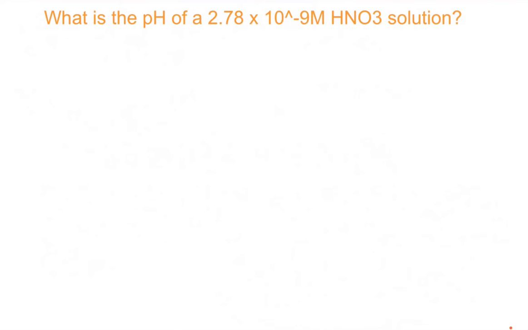So for this next problem, what is the pH of a 2.78 times 10 to the negative 9th molar HNO3 solution? So HNO3, I think strong acid, and then I see this and I automatically think our major species is going to be pretty much water because this is so diluted. It's like dropping a single drop of HCl into a pool. It's not going to change the pH overall, like at all. So our pH is technically just going to be 7 for this problem. It's neutral.